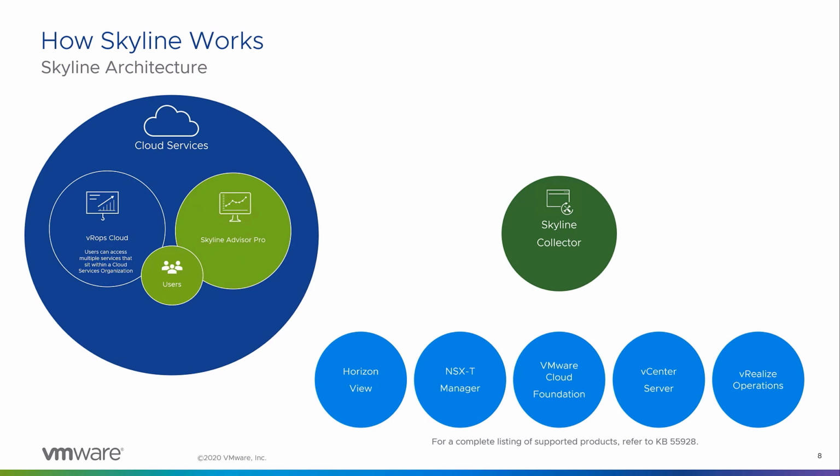And so from a high-level diagram point of view, the architecture looks like this. First, there is a cloud services organization that you'll create. I've covered this in our Day 2 Mastery Series playlist on our YouTube channel. But a component of the cloud services organization is users, specifically users that have access to the Skyline Advisor service. And again, both of them sit within the Cloud Services Organization wrapper that you create, which can also include other services like vROps Cloud, for example.